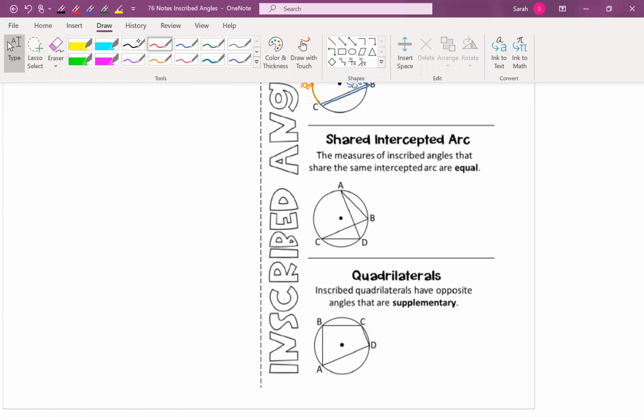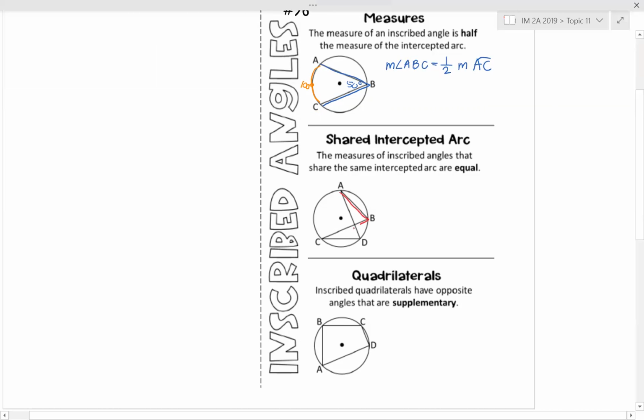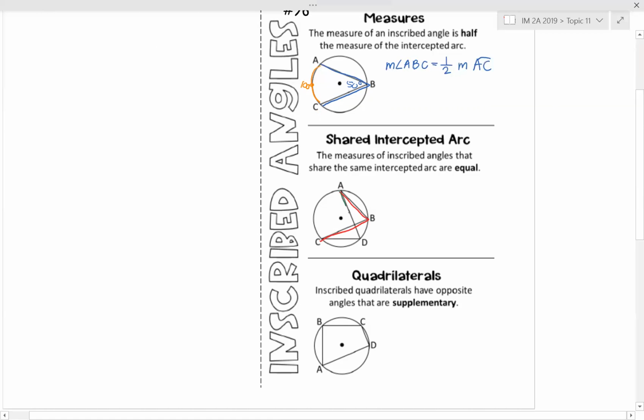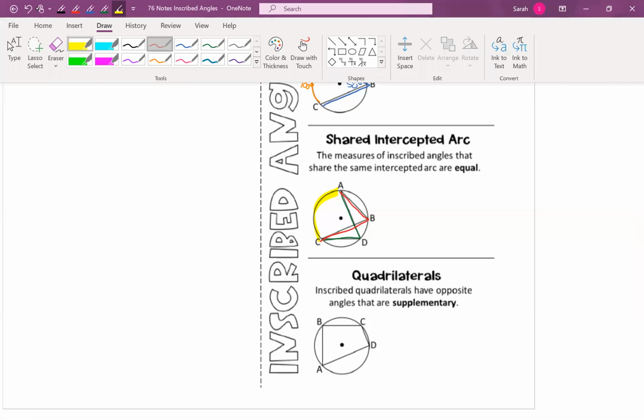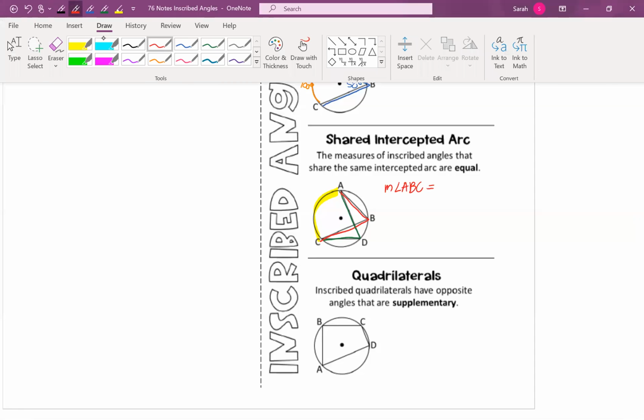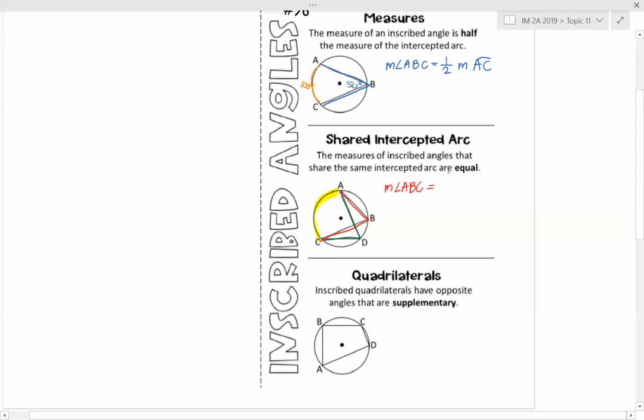And we can actually look at this diagram in two different ways. For the first one, I'm going to look at the two angles ABC and angle ADC. So notice that both of these two angles open up to arc AC. So because they both share that arc, that means that those two angles must be congruent. So their measures must be equal. So the measure of angle ABC is actually equal to the measure of angle ADC.